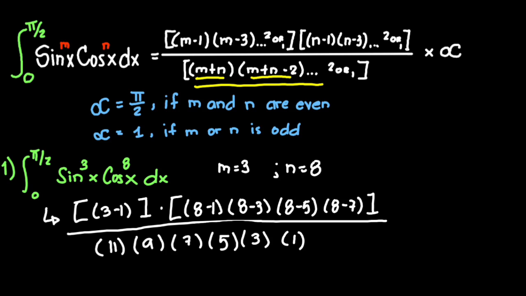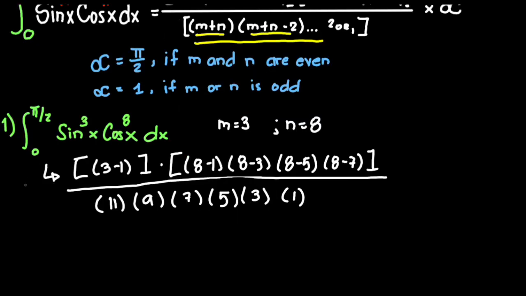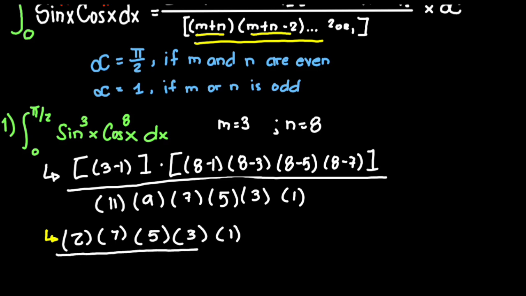And so, the answer for this, it would be 3 minus 1 would be 2 multiplied by 8 minus 1 would be 7, 8 minus 3 would be 5, 8 minus 5 would be 3, and 8 minus 7 would be 1. Divided by 11 multiplied by 9 multiplied by 7 multiplied by 5, 3, and 1.